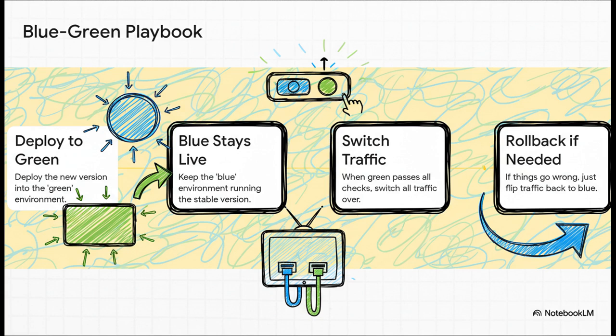Once you've tested green and you're 100% sure it's good to go, you just flip a switch at the load balancer, and boom, all traffic is now hitting the green environment. If something goes wrong, no sweat, you just flip the switch right back to blue. It's literally like switching the HDMI input on your TV.